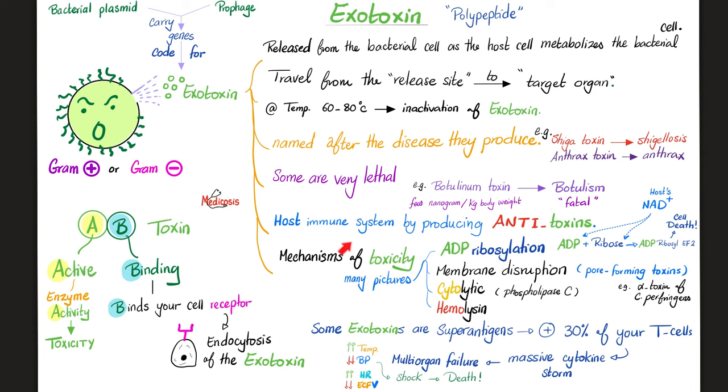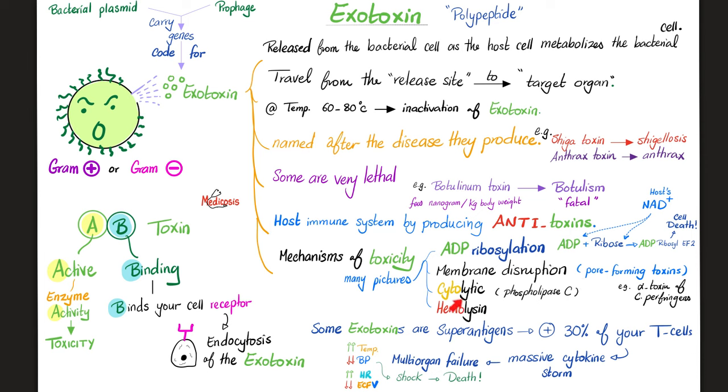It has a variety of different mechanisms. Some of them cause ADP ribosylation. What the flip does that mean? It means bring me a molecule of ADP and a molecule of ribose. Oh, by the way, where did you get them from? From your NAD+. And then I bind these two together to make ADP ribosyl elongation factor 2, which can lead to cell death. Another mechanism is to disrupt the cell membrane by making pores, which is a hole in the membrane.